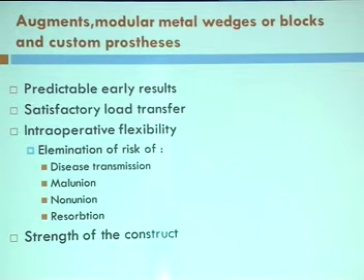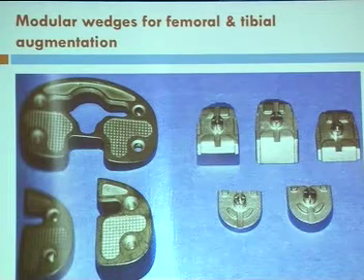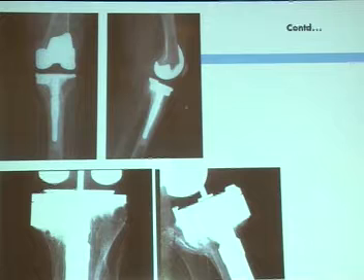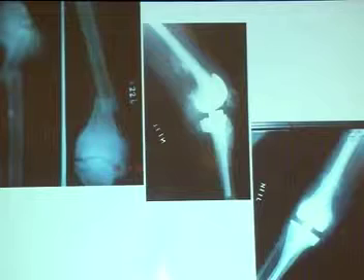Why do you use tibial wedges and augments instead of bone graft? They have predictable early results, satisfactory load transfer, intraoperative flexibility with elimination of the risk of disease transmission, malunion, non-union, and resorption. And of course, they increase the strength of the construct. And these are some of the wedges available. And these are some cases in which half wedges are used, a full block has been used here and has been neutralized with the stem.